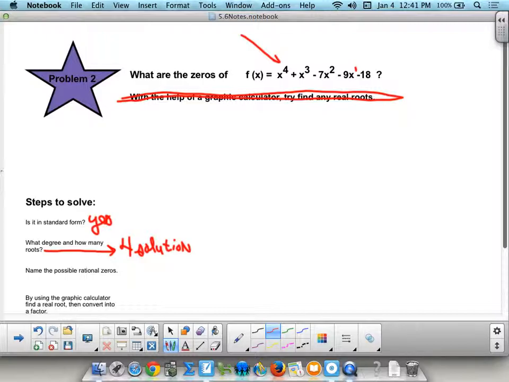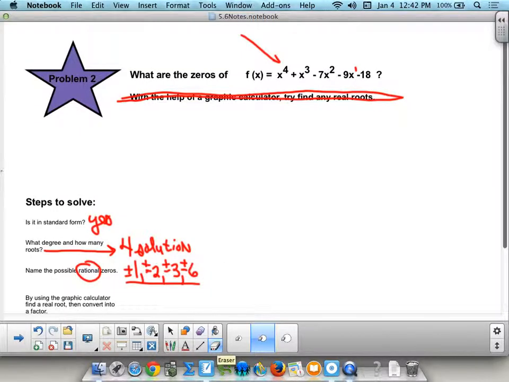Name the possible rational roots. Fractions. What are the possible fractional answers? Plus or minus. This is P's over Q's, just so you know. Which one's P? The 18. Negative 18. What goes into 18? Plus or minus 1, plus or minus 2, 3, 6, 9, 18.